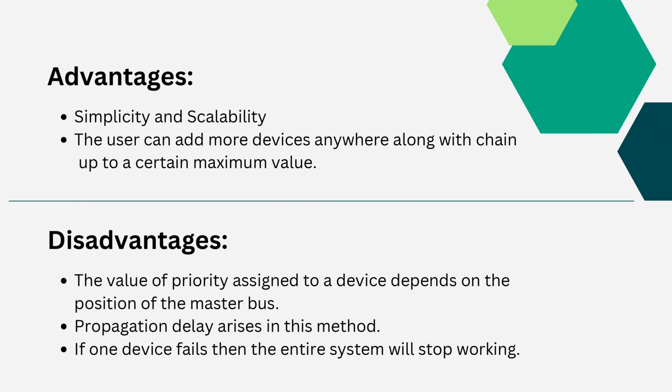The disadvantages of the daisy chaining method are that the value of priority assigned to a device depends on the position of the master on the bus. Propagation delay arises in this method. If one device fails, the entire system will stop working.